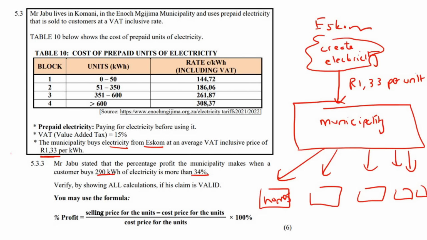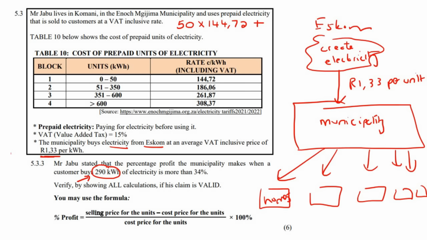So it says Mr. Jabu stated that the percentage profit when a customer buys 290 kilowatts is going to be more than 34%. What we need to be careful of here is that if someone buys 290 kilowatts, some of it is going to be inside here, and then the rest is going to be inside here. The first 50 kilowatts is priced at this amount over here. I'm going to keep everything in cents for now. So we could say 50 multiplied by 144.72.